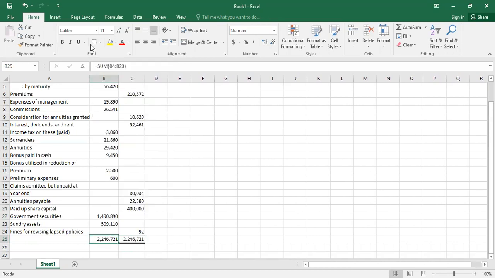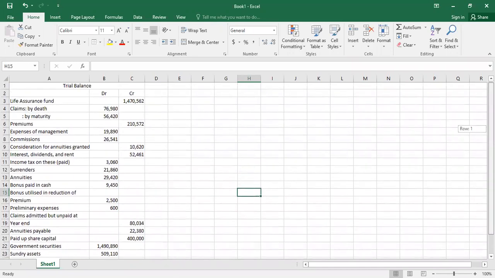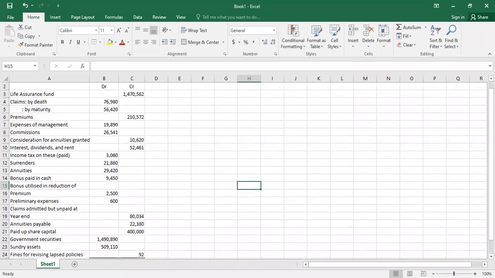If we had an error of original entry, it will be very hard for us to establish it. Because from the additional information that you've been given, are you at the additional information? Being told claims covered under reinsurance is 10,000. Further claims intimated are 80,000. So those are claims by death. We have a further bonus utilized in reduction of premium of 1.5. So that will affect our premium.